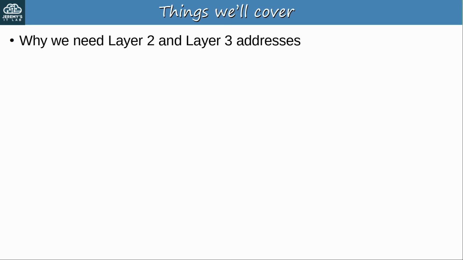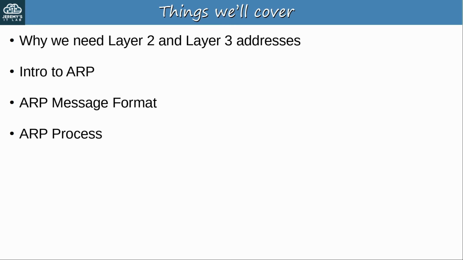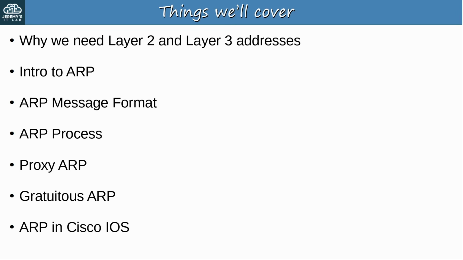Here's what we'll cover in this video. First, I'll give a brief overview of why we need Layer 2 and Layer 3 addresses. Then I'll introduce ARP, originally defined in 1982 and still in use today. Then I'll introduce the ARP Message Format, as well as the basic ARP process. I will then introduce Proxy ARP, a type of ARP I didn't mention in the CCNA course, and Gratuitous ARP, which I did mention in the CCNA course, but we will review it here. Then we will take a look at how ARP is implemented in Cisco IOS, and we'll learn some configuration and show commands.